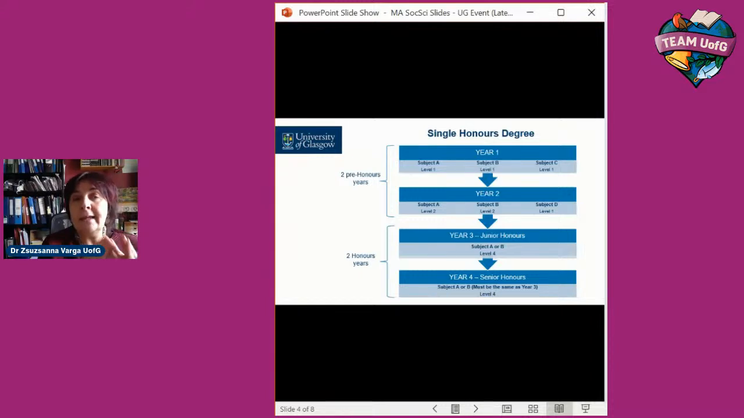That means that you're still taking 120 credits, but all the 120 credits are going to come from the same subject. You take all the 120 credits in sociology to continue this example.